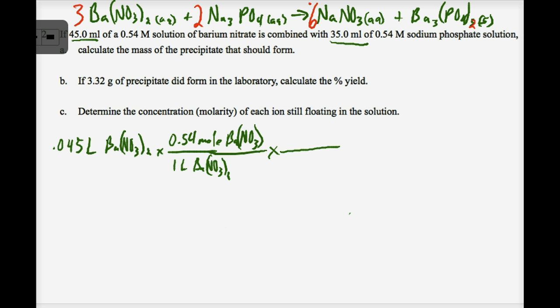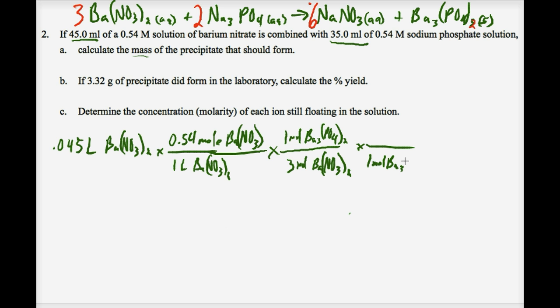So using our balanced equation to finish this out, we're going to see that it is a 3-to-1: 1 mole of Ba3(PO4)2. They're looking for a mass, so we have to get to grams. I'll look up the actual mass in a second and put that on top here. It's going to be Ba3(PO4)2.